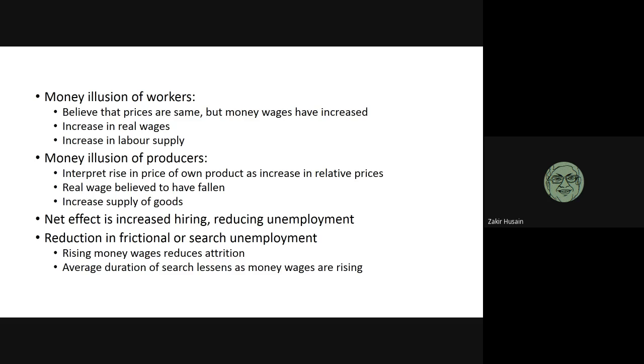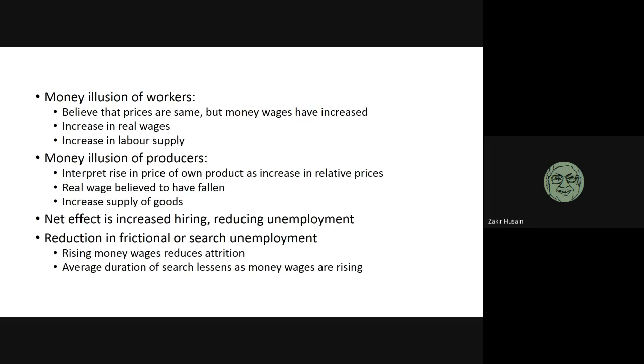Obviously, this is a money illusion because both W and P have increased. But anyway, because of this money illusion, the producers also believe that real wages have fallen. And what will happen to the demand for labor? The demand for labor will go up. They are going to hire more workers, and therefore the supply of commodities is going to increase. So, on one hand, we see that workers are increasing the labor supply. On the other hand, we see that the demand for labor by producers is also increasing.